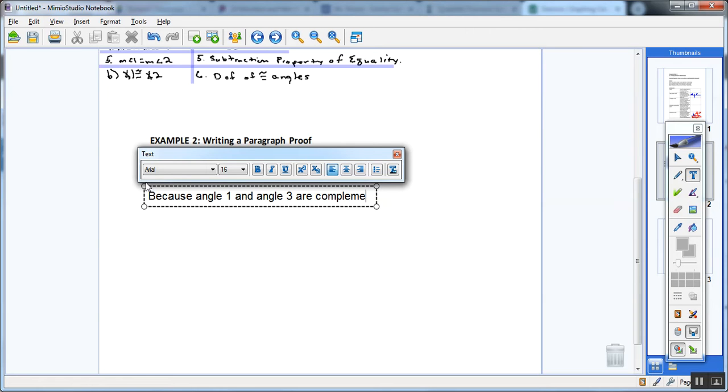Complementary. They add up to how many degrees? 90. I just put R. Okay, are you alright with that first sentence?